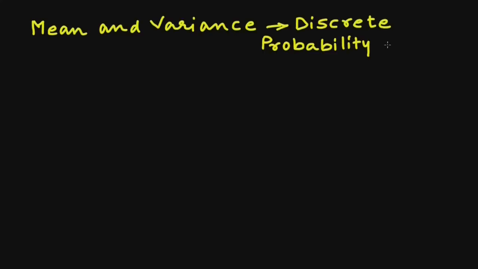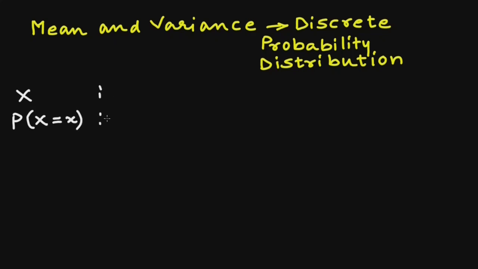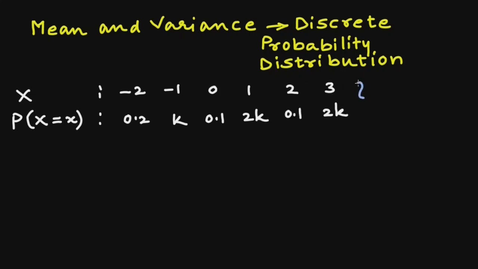We will find mean and variance for a discrete probability distribution. For random variable x, the corresponding probabilities for discrete random variable x are given as follows. For minus 2, it is 0.2. For minus 1, k. For 0, 0.1. For 1, 2k. For 2, 0.1. For 3, 2k. We have to find the value of k, mean and variance.